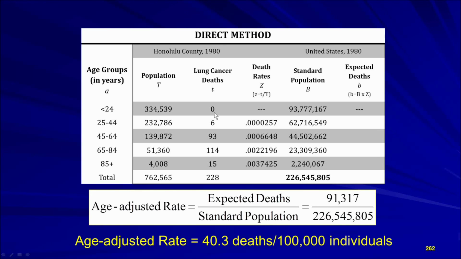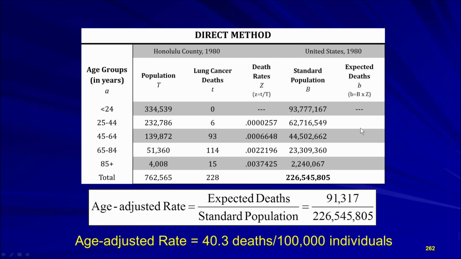You notice that in the first one, 0 divided by the population is 0, and that's why we have a dashed line here. Now, these are all the values that I showed you previously. Now, the next thing we need to do is come up with the expected rate. We don't have anything here because the next step is going to be multiplication. We would take whatever this value is and multiply it by this to come up with the expected death rate.